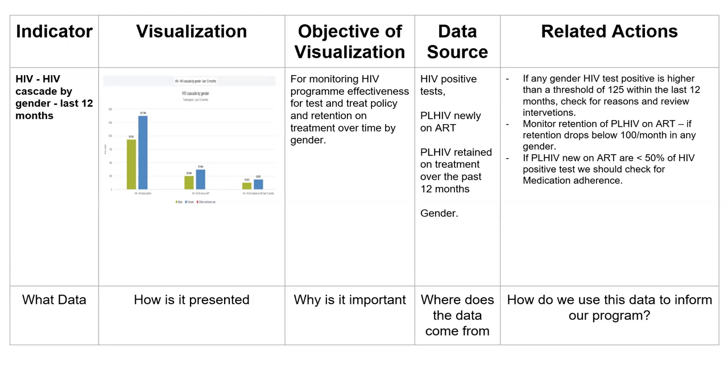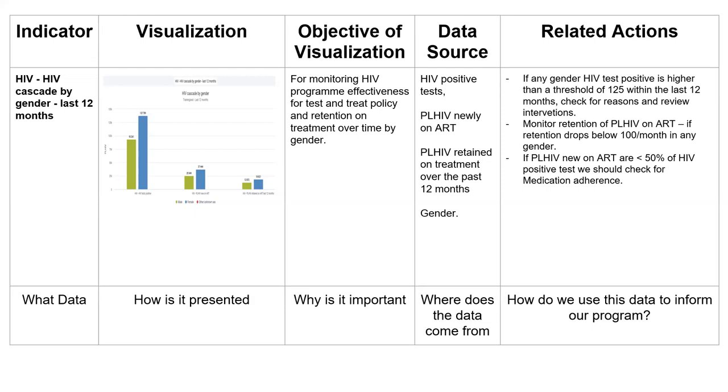Then the related action for us, what we looked at is if any gender's HIV test positive is higher than a threshold. So what we did within the group is that we looked at and said, okay, can we agree on a threshold? So, a threshold of 125 within the last 12 months. If any gender's HIV positive is above 125, we check for reasons why this is happening, and then review the interventions that are ongoing in terms of treatment.